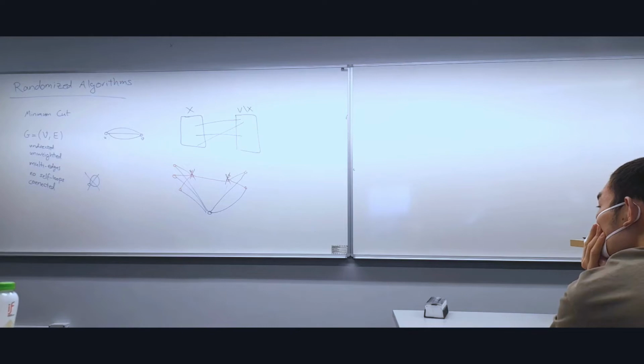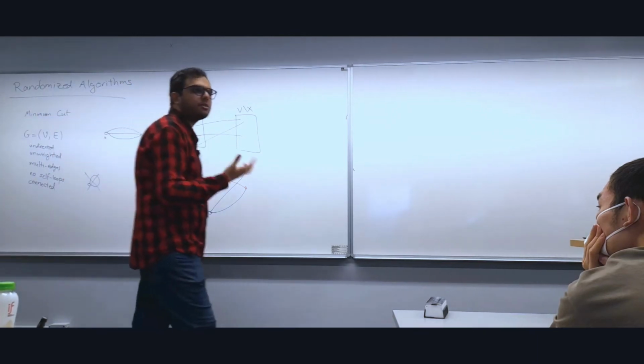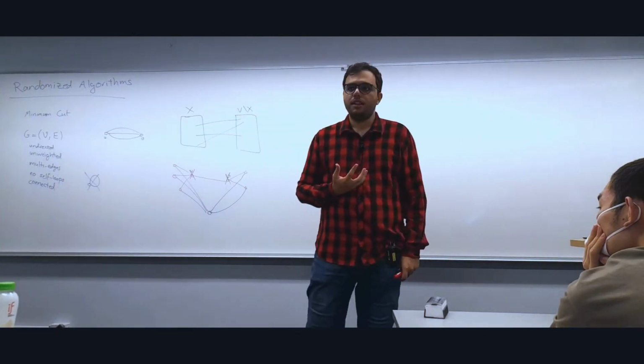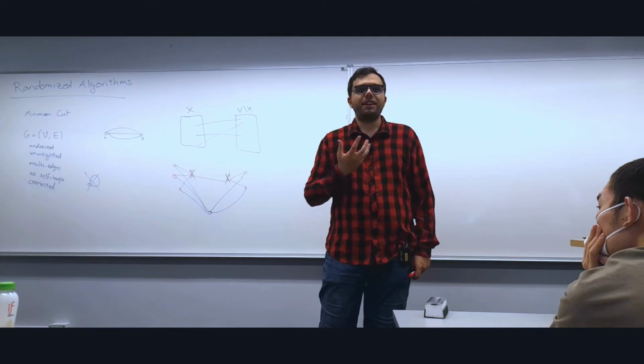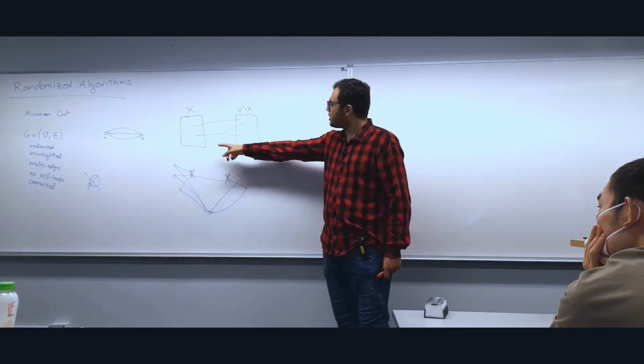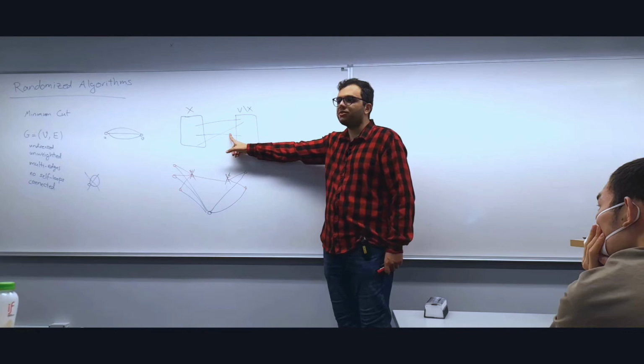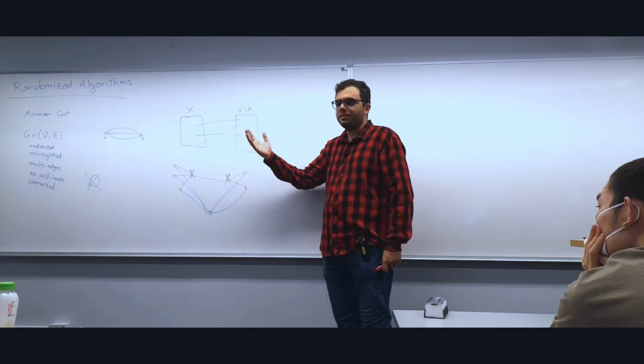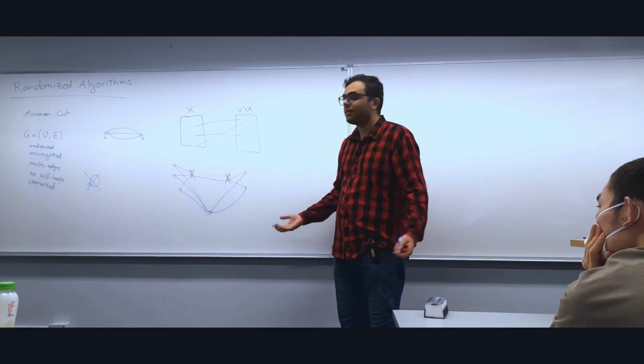So this is how I can contract an edge. Now, here's what I'm going to do. I'm just going to pick a random edge and contract it. And I'm going to hope that the random edge that I contracted was not one of the edges that was going to be removed in the optimal solution. Okay, that's all. That's the algorithm.